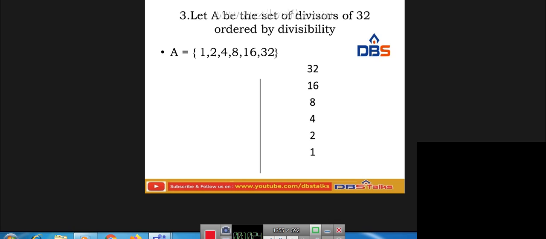Next one. Let A be the set of divisors of 32 ordered by divisibility. So those are the divisors of 32. First of all, we have to write that one. That is, 1 is a divisor of 32, 2, 4, 8, 16, 32. Okay, likewise we have to draw 1, 2, 4, 8, 16, 32. Okay.